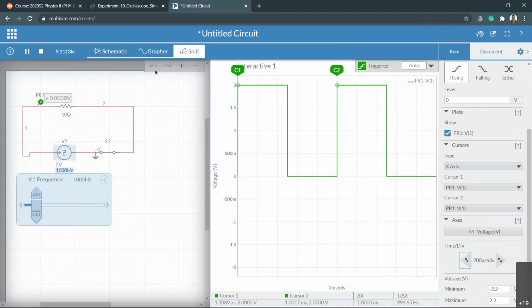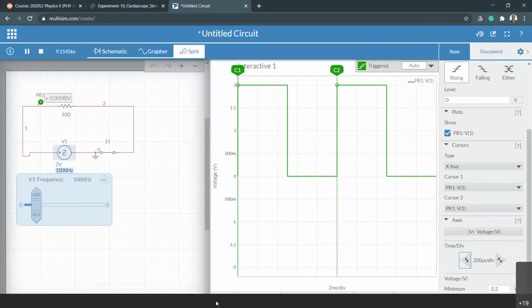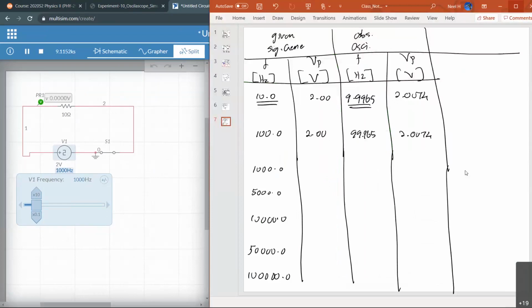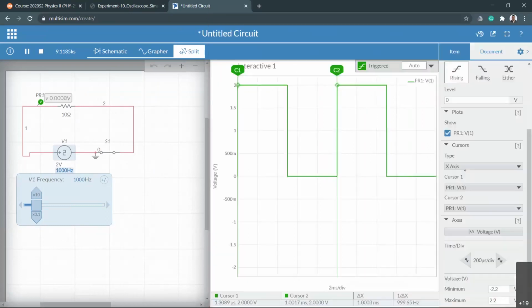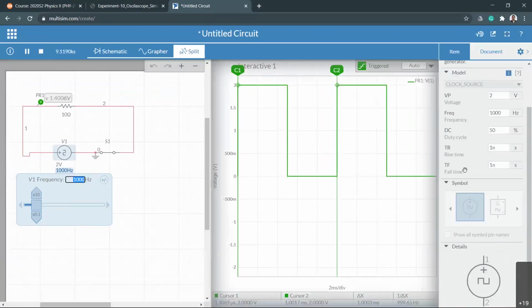Now I am on 1000. That's telling me the value is 999.65. So that's the number we need. So let's read that number and then write it down here, 2.00, 999.65, and then this does not change at all. And likewise, you continue this, and now we are on 1000. We need 5000.